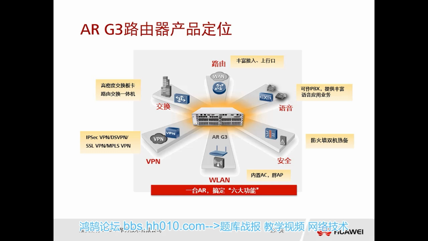Then this router can provide functions like a firewall, so it is secure in terms of security. And then it can function as a VLAN. What else can it be used for? It can serve as a wireless transmitter, router, and then VPN. Whether you are using IPsec VPN, SSL VPN, or MPLS VPN, all of these can be done. And then there is one more thing, switching.